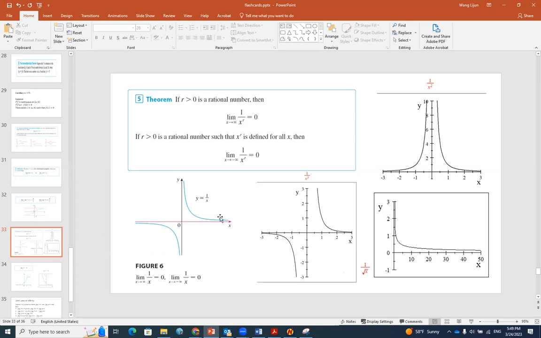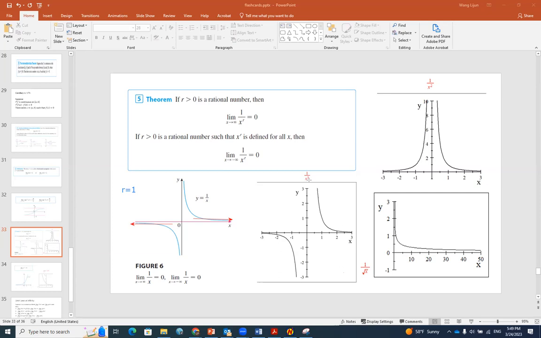This is 1 over x. So this is the case when r equals 1. Then this curve that we are pretty familiar with, when x approaching positive infinity is 0. When x approaching negative infinity is also 0. But on this piece, it is approaching 0 from above 0, and on this piece, it is approaching 0 from smaller than 0.